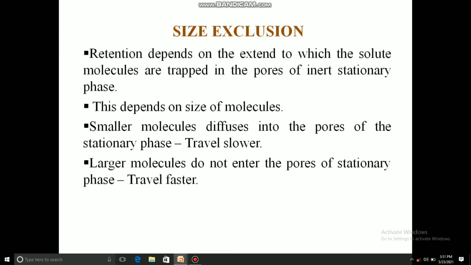Okay. So next one is size exclusion chromatography. Retention depends on the extent to which the solute molecules are trapped in the pores of the inner stationary phase. Smaller molecules diffuse into the pores of the stationary phase and travel slower. Larger molecules do not enter the pores of the stationary phase and travel faster.